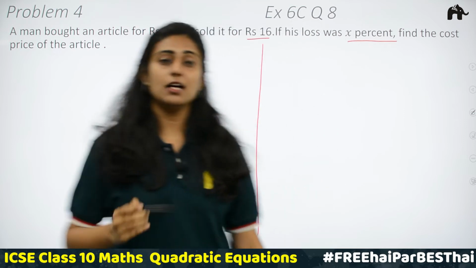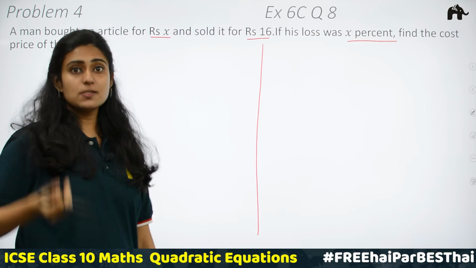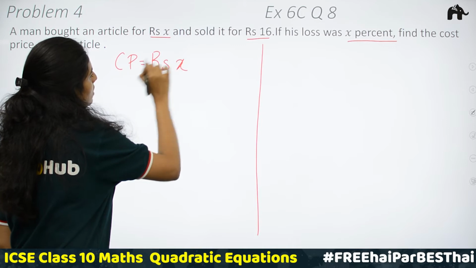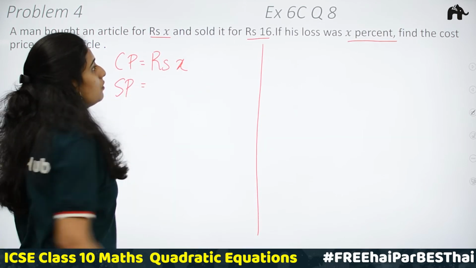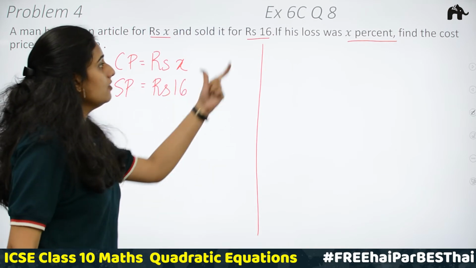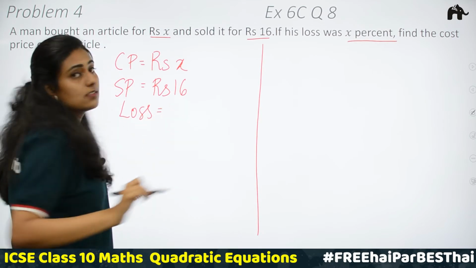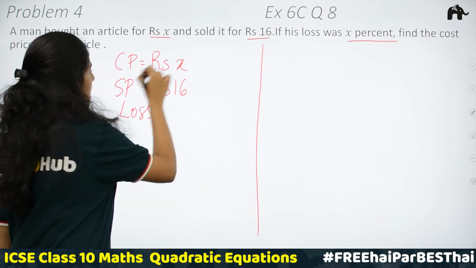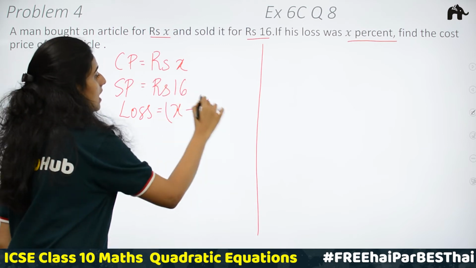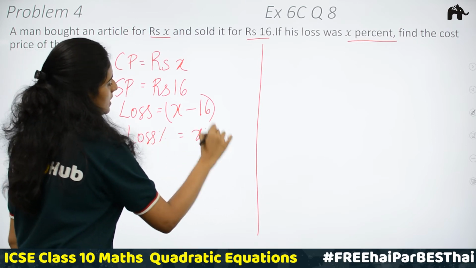Given that a man bought an article for rupees X. Bought the article, which means the cost price is given. Cost price is equal to rupees X. What about the selling price? And sold it for rupees 16. Selling price is rupees 16. If his loss was X percentage, here what is loss? Loss is equal to cost price minus selling price. Here the cost price is X and selling price is 16. X minus 16 is the loss. And the loss percentage is given. Loss percentage is equal to X percentage.